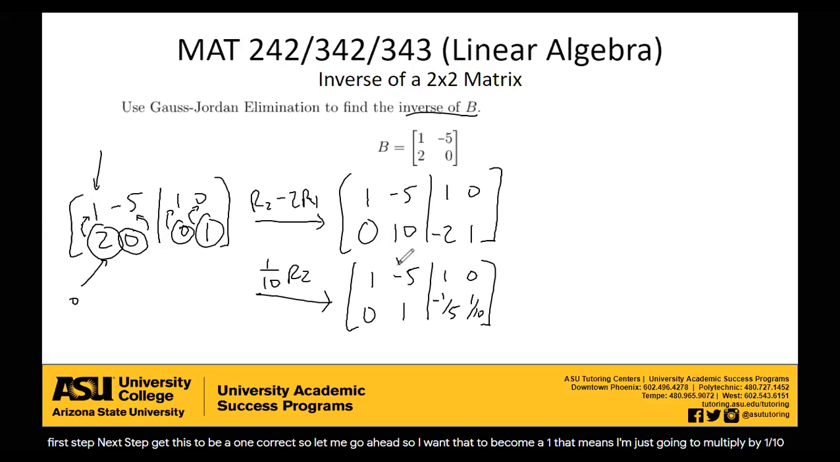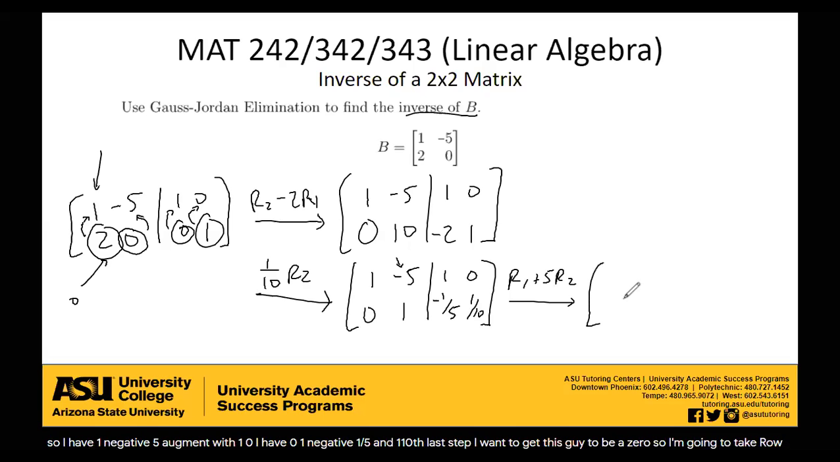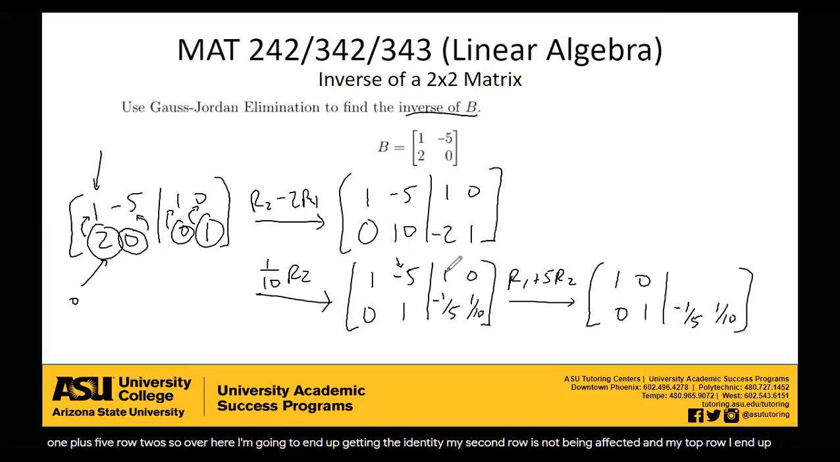Last step, I want to get this guy to be a 0. So I'm going to take row 1 plus 5 row 2s. So over here, I'm going to end up getting the identity. My second row is not being affected. And my top row, I end up getting 1 plus 5 of those.